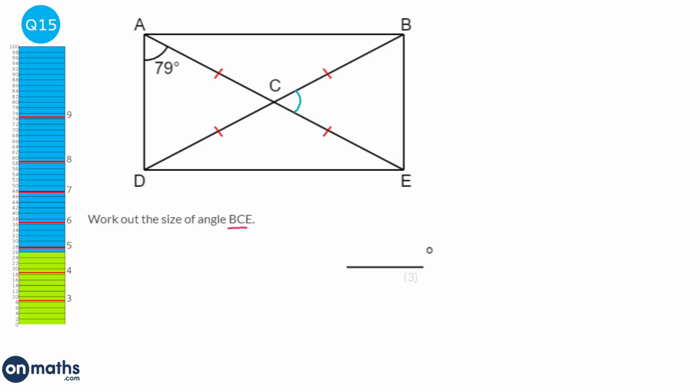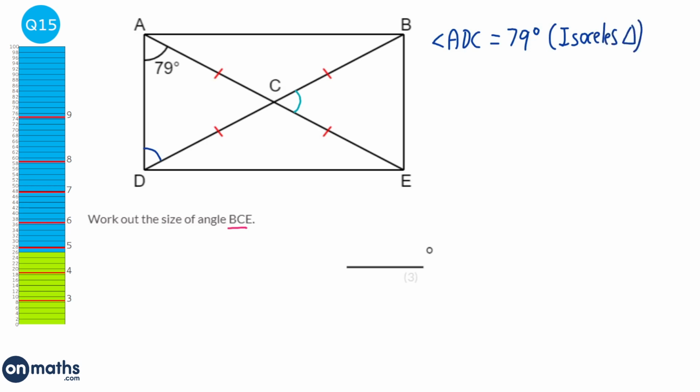Now, my advice for these kind of questions is always just try and work your way around the shape with angles you know. So, for instance, I'm going to start with this angle here, and we're going to call this angle ADC. And we know that that must be 79 degrees. And always write down the reason, and we know it is because that is an isosceles triangle.